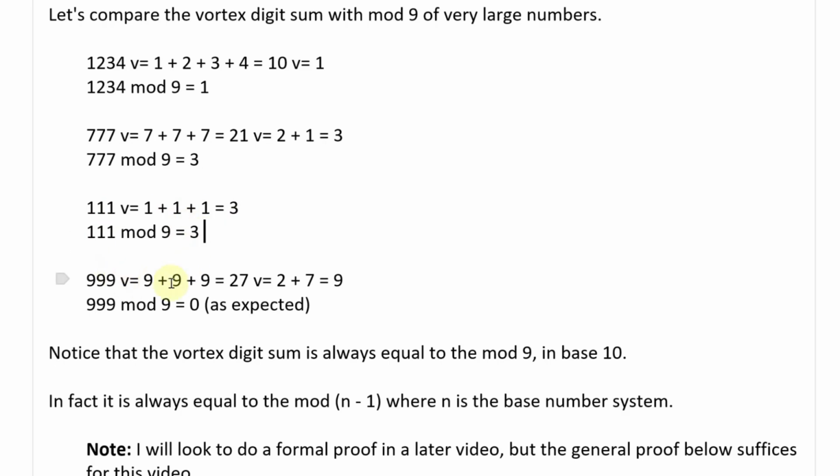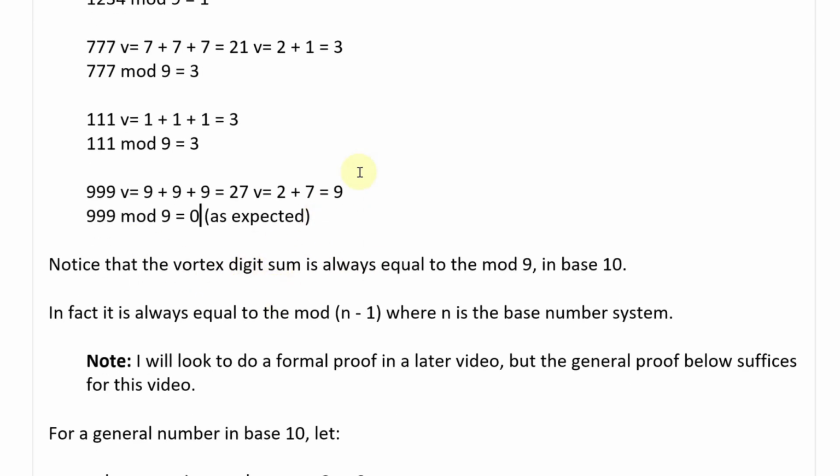You can also go 999. The vortex sum equals 9 plus 9 is 27, so again, this should equal 0. This equals 2, the vortex sum. But if you have 999 mod 9, the remainder is 0, so it's 0 as expected. So only in this scenario they're not equal, but we can just set it as equal to 9.